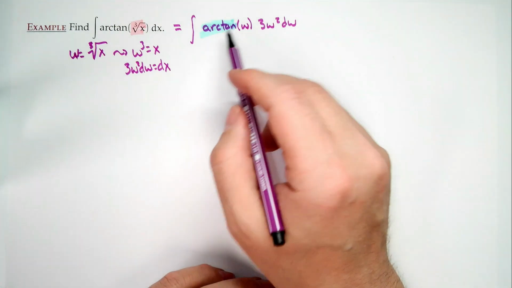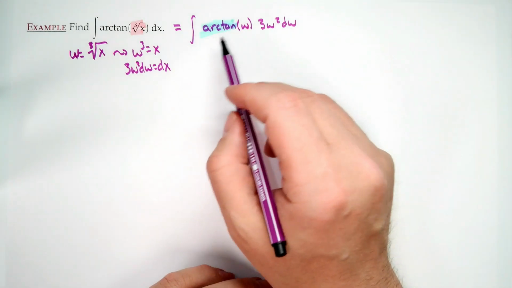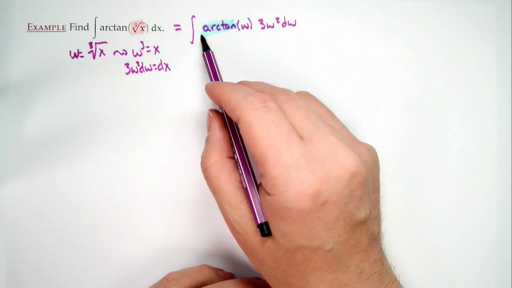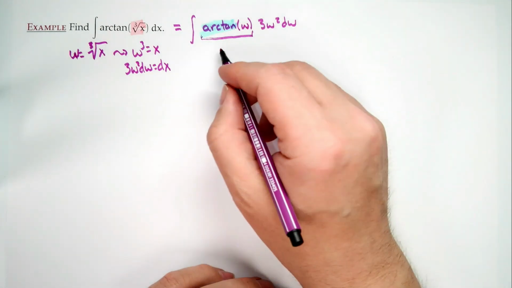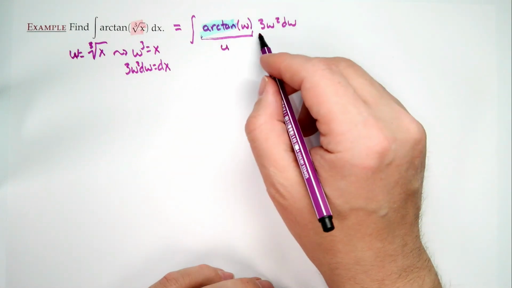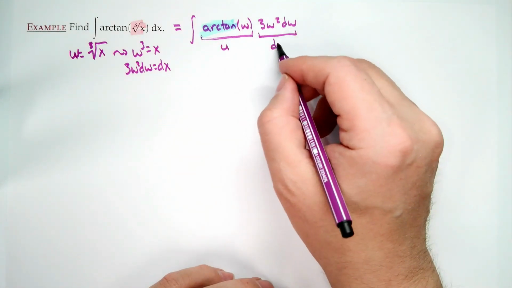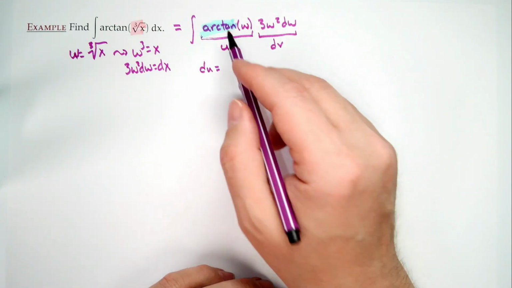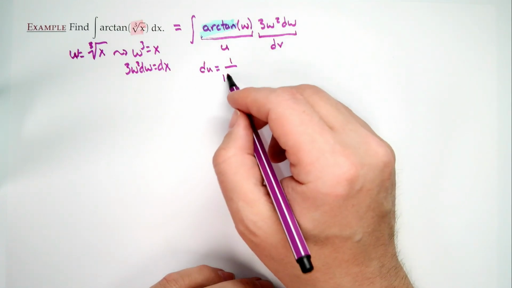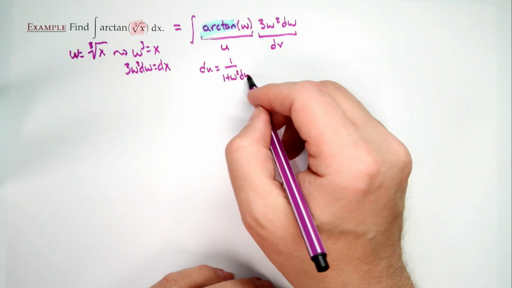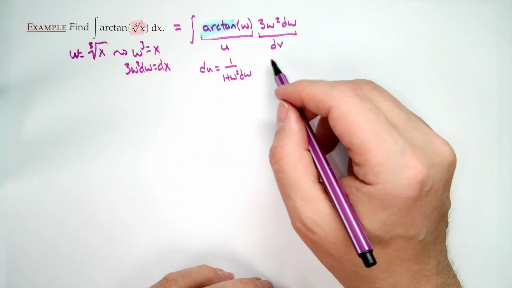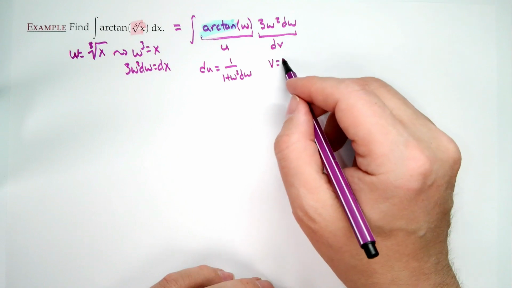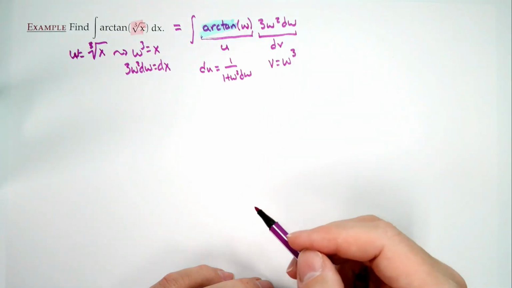So that's suggesting integration by parts. Oftentimes, as with log, if you see arctangent, you should think integration by parts. So we're going to let this be our u, the part we differentiate, and this will be our dv, the part we integrate. And so we get that du is the derivative of arctangent, 1 over 1 plus w squared dw. And the integral of 3w squared, well, that's not bad either. That's w cubed.